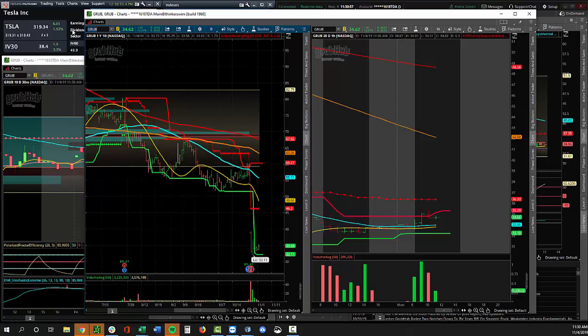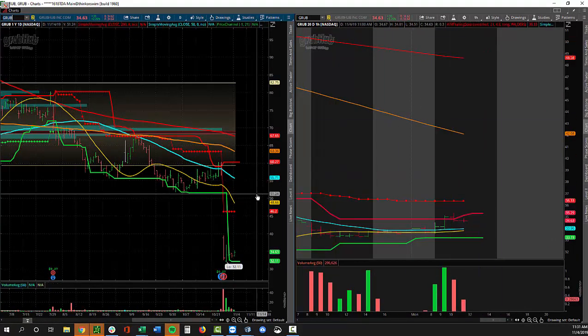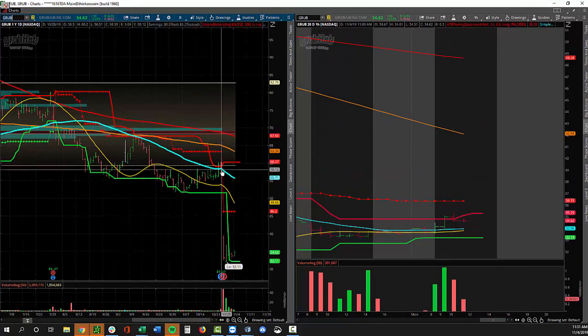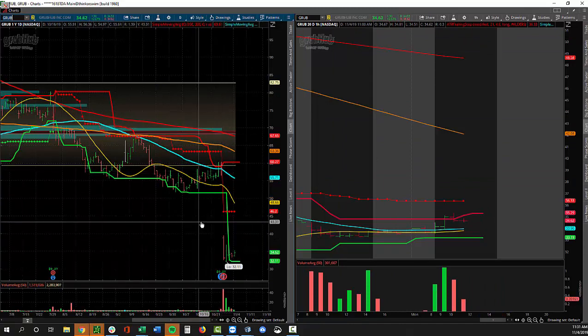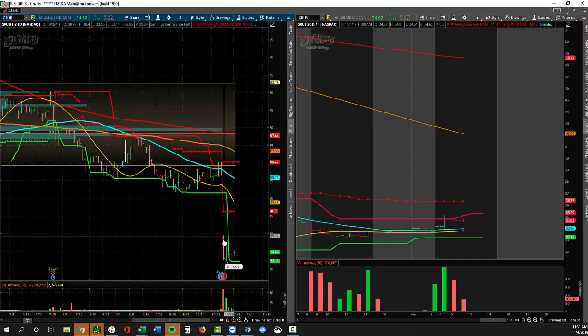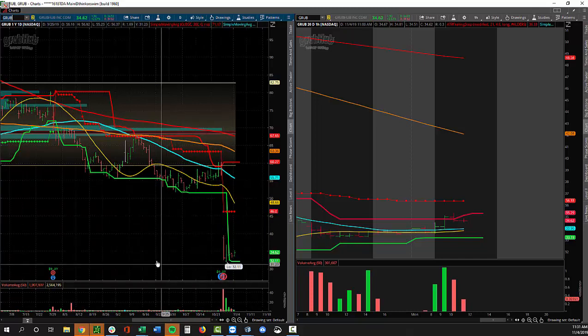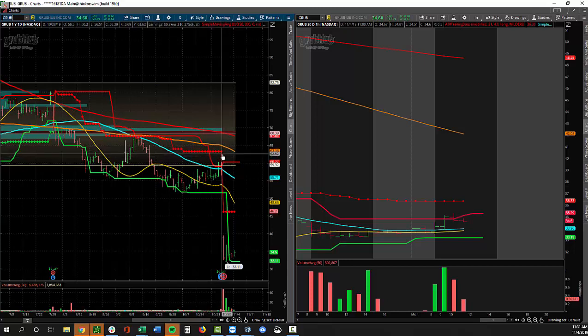Grubhub comes to mind. Okay, so we're looking at the daily chart here, which is the one on the left. Let's make this a little bit bigger so everybody can see it. An obvious gap here where they were before earnings. Those earnings came out and were horrible, and we have this gap. What you're looking for is the same sort of setup: the ATR above, the channel moving down, and this moving down.